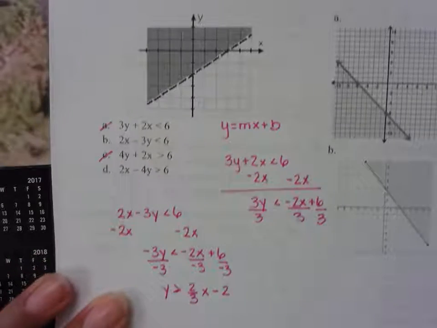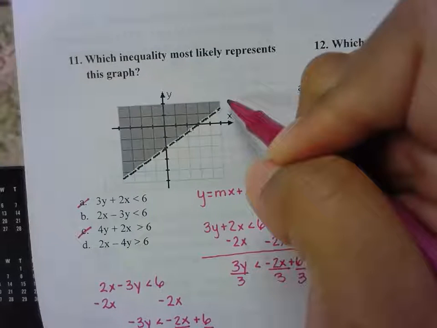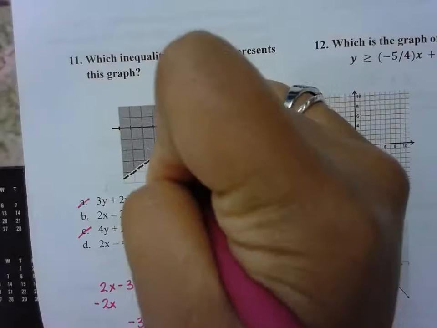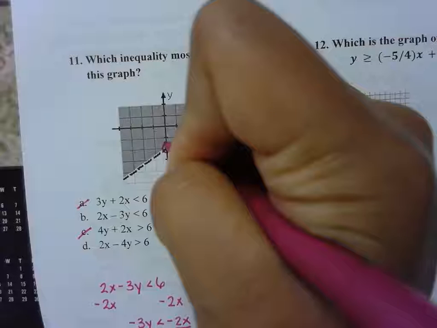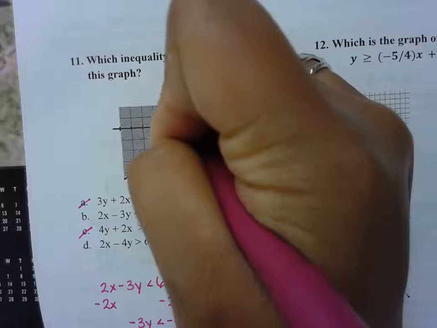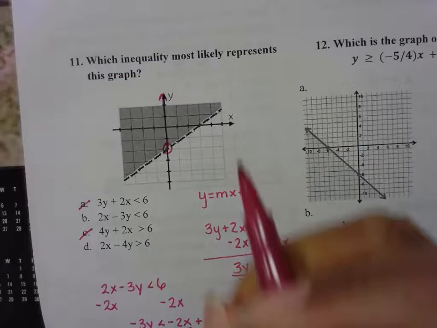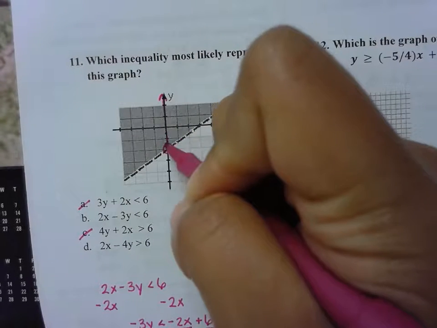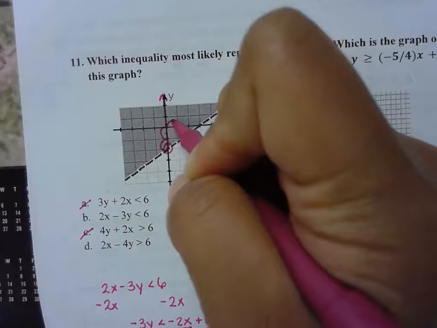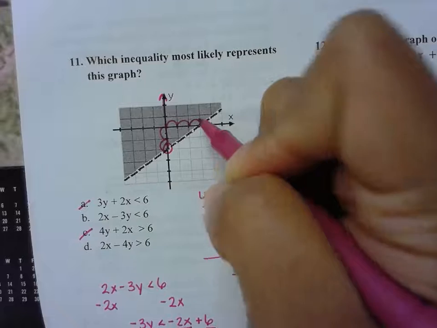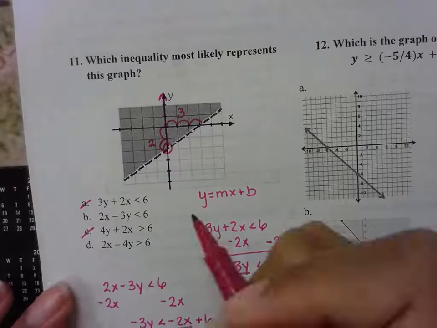So now we have to see if this fits. First, we have a positive slope. We have a y-intercept of negative 2. We also know that y is greater than this line. So above this line, in the shaded region, y is increasing, so that fits. And the slope of 2/3 means I rise 2 and then travel to the right 3. So the answer to 11 is B.